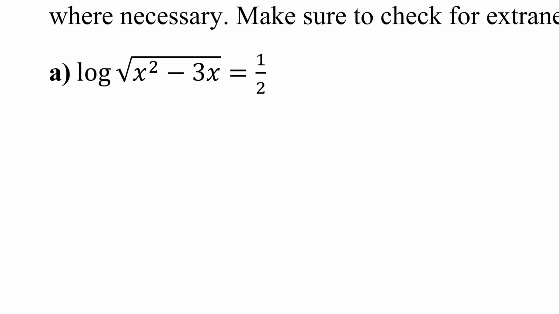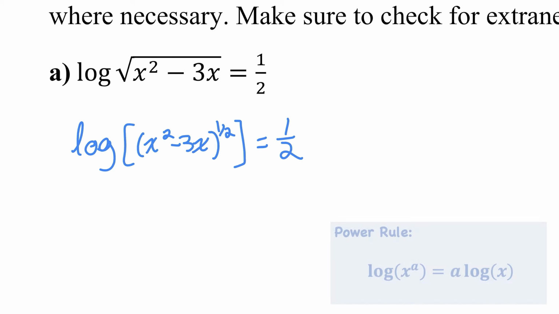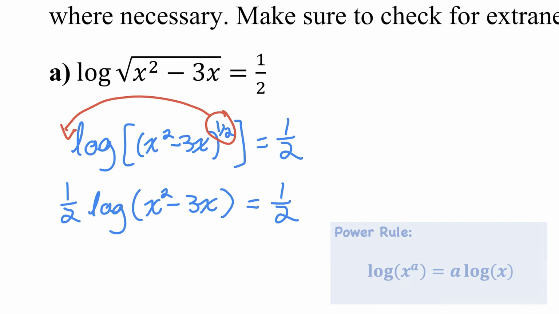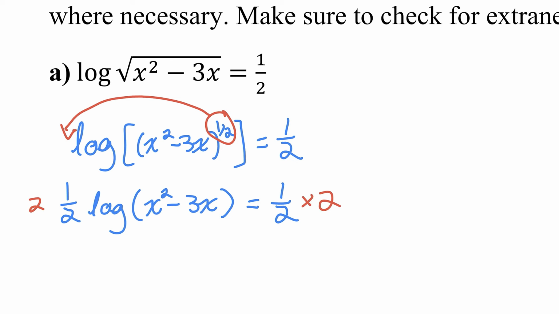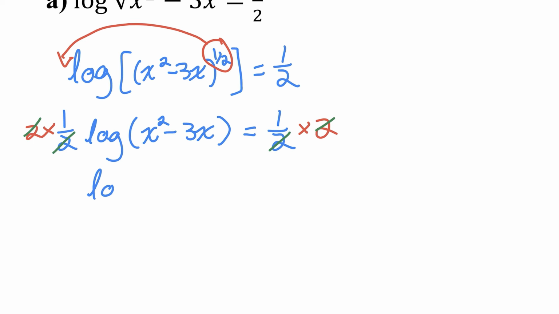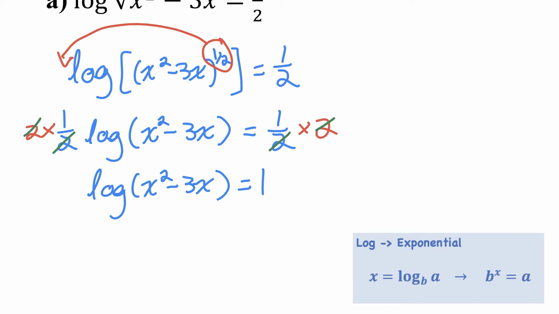The first equation. First of all, I'm going to rewrite that square root as a rational exponent. That's equal to an exponent of a half. And now I'll use the power rule of logarithms, which tells me I can take that exponent, write it as the coefficient of the log. And now if I multiply both sides of this equation by 2, I notice both of these fractions are going to be gone. So all I'm left with is log of x squared minus 3x equals 1. And now I'll convert this into exponential form. On the left, we have the common logarithm where the base is 10.